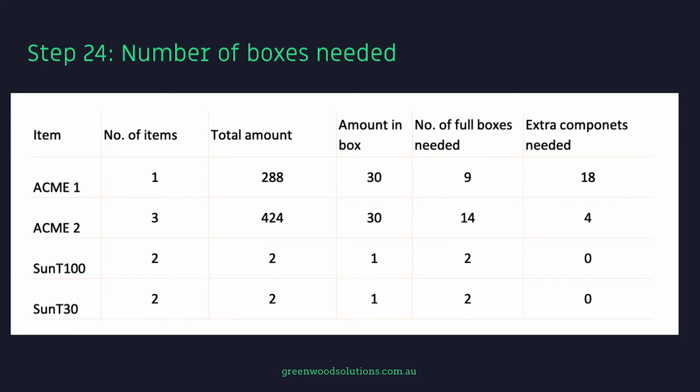Acme number 2, number of items 3, you'll need 424 of those, 30 per box again, 14 boxes, 4 left over. Now obviously with inverters you'll need 2 of the 100s and 2 of the 30s, and the amount in the boxes, obviously there's 1 inverter per box. Number of full boxes for both is 2, and extra components needed 0, 0 of course.